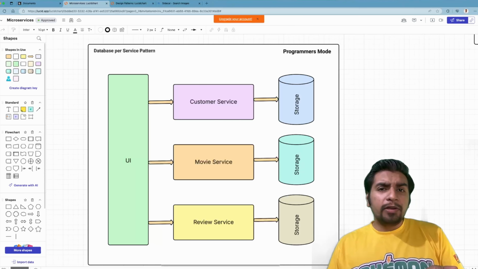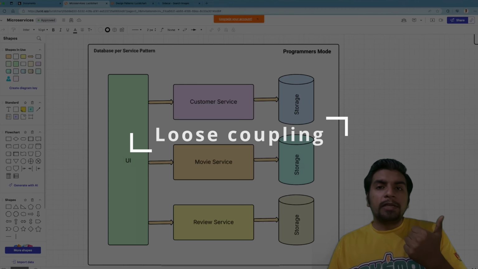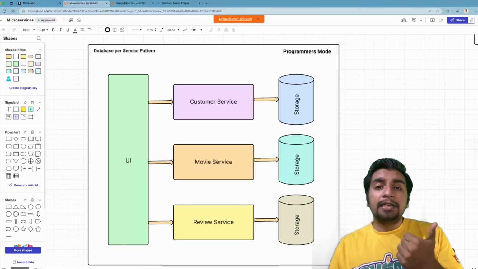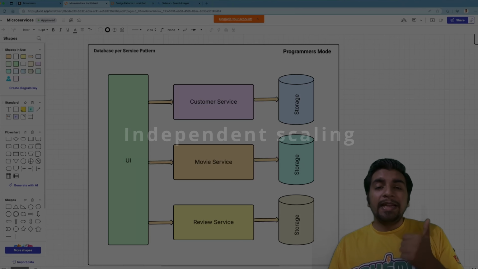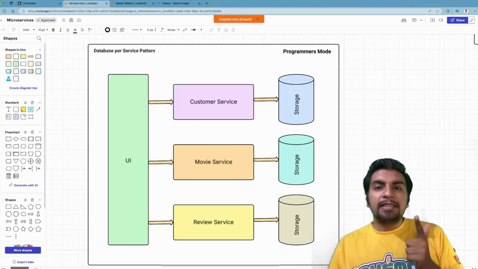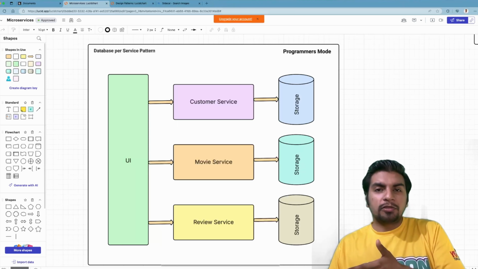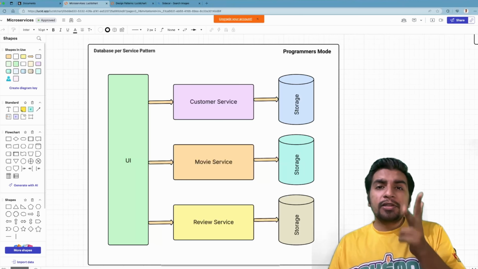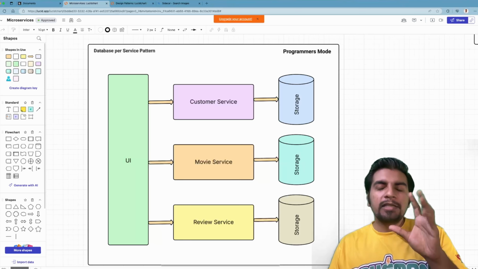Now, what are the benefits? It follows loose coupling. Services aren't tied to each other's schema. Independent scaling. You can scale the database that's under heavy load without touching the others.